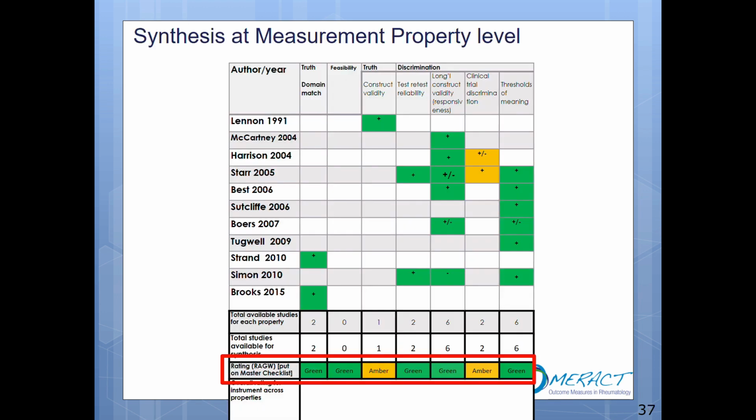So here you can see across the bottom that the working group has decided that this is a green, green, amber, green, green, amber, green. Construct validity is rated as an amber because there's only one study available. Clinical trial discrimination had two studies, one with equivocal findings, one with positive findings, and so it ended up being an amber rating because there were weaker studies and one was sort of equivocal, so it's just a cautionary amber about how it could do in that situation. And in this situation, they would be providing some suggestions for what could be done to bring those up to a green.